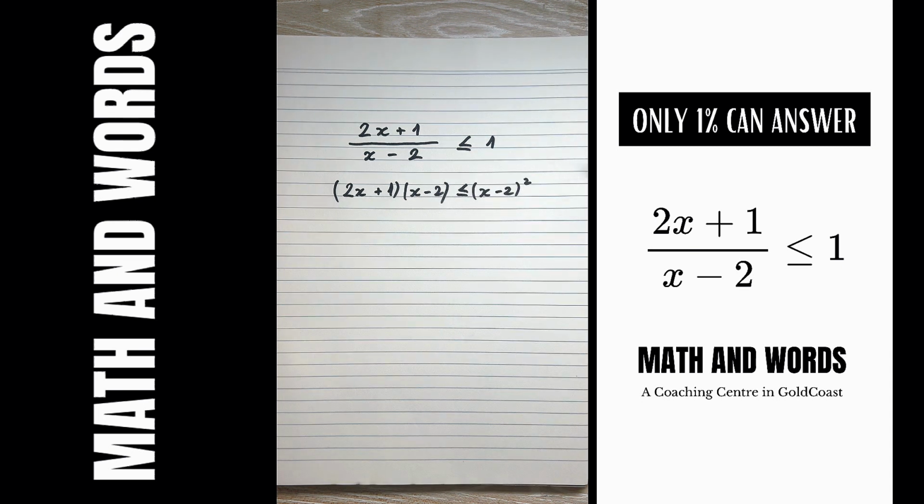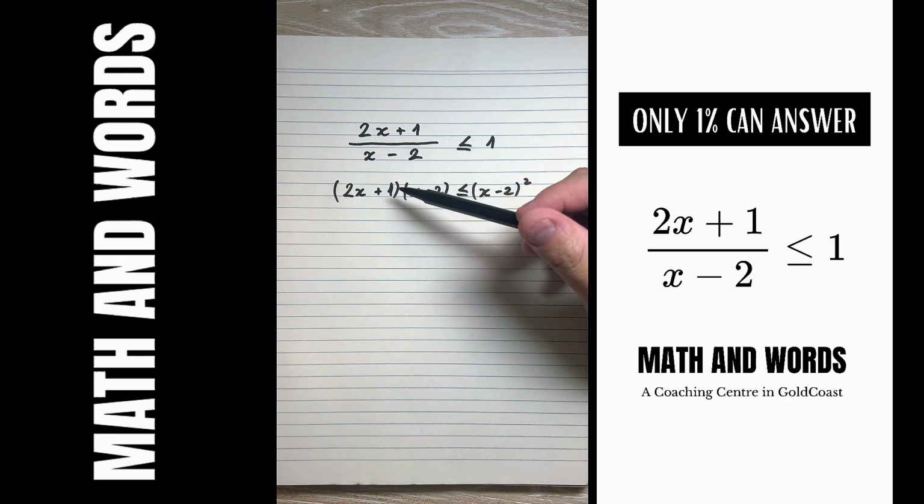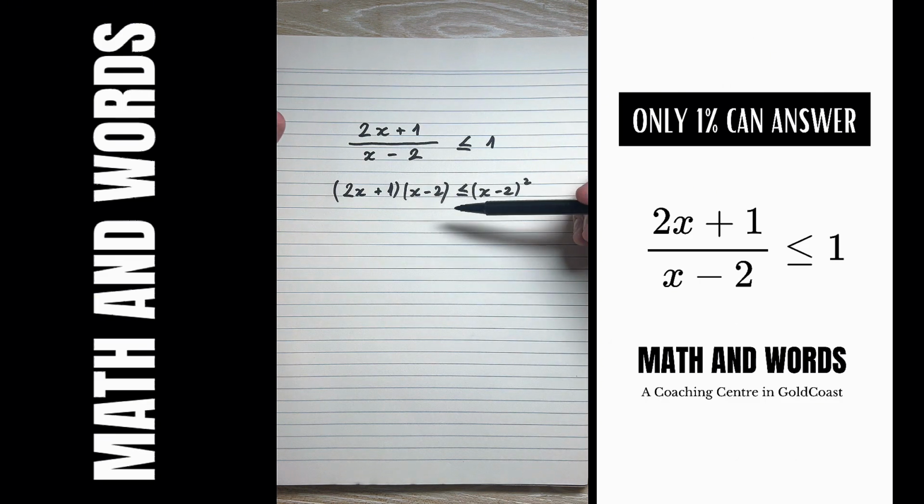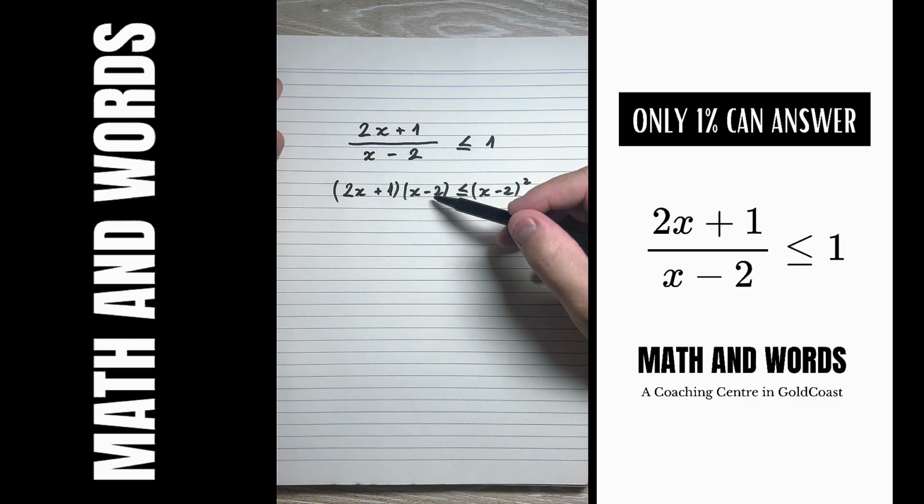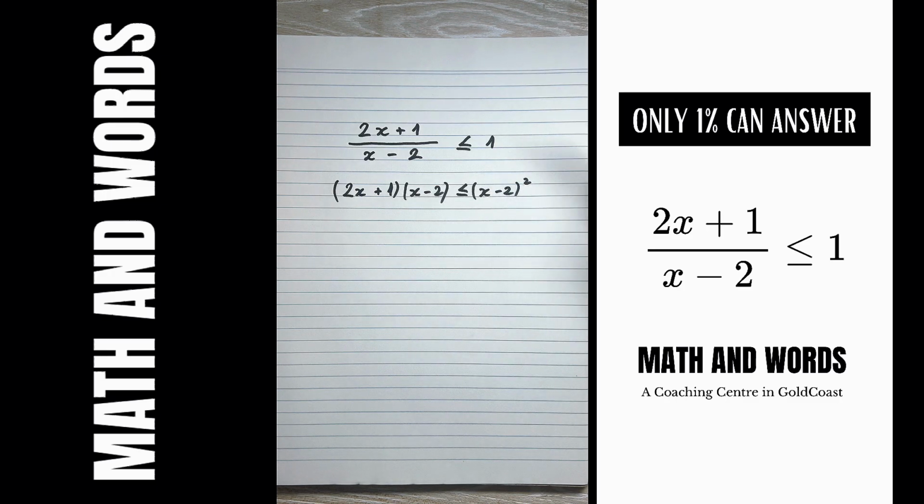Now you need to remember that you don't want to expand this bracket and expand that bracket and then simplify them and then factorize them again. You don't want to do that. What you want to do is move everything to the right hand side, and then we have x minus 2 and x minus 2 in common. We just collect the common factors.